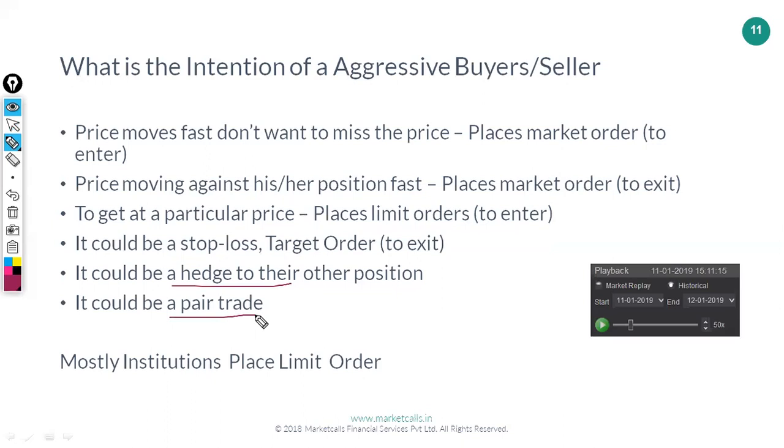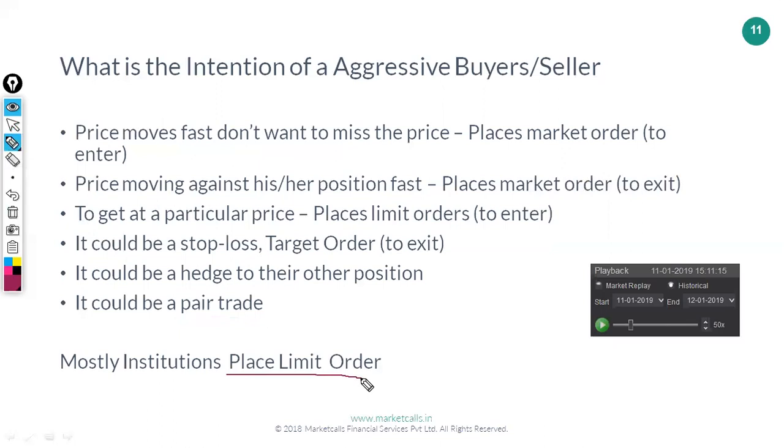Mostly fear and greed drive the market orders. And when it comes to limit orders, it is mostly target orders or stop loss orders for an exit. And at times some people want to come and buy at a particular price. When the price reaches a certain price level, they want to come and buy, so they usually place limit orders over there. Mostly institutions place limit orders most of the time when it is thickly liquid markets.